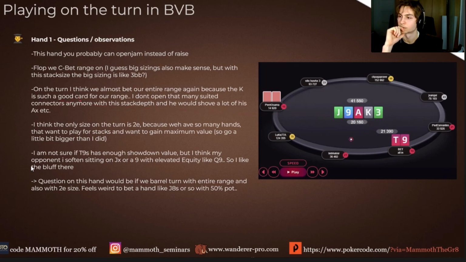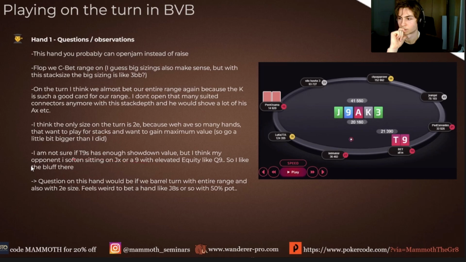Then on a turn you identify that this is a very good card for you. It is a range c-bet situation for us. And you are right in terms of saying that, yes, this is going to be 2e. We don't necessarily want to be splitting too much there.